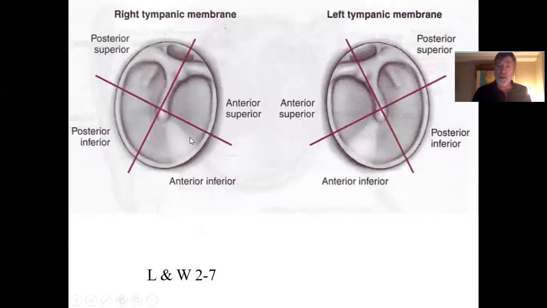Okay, and then this landmark here is called the cone of light. And that isn't really on your eardrum. That's just a reflection of the light shining off of your otoscope. And in the right ear, it's at 5 o'clock. In the left ear, it's at 7 o'clock. Okay, so consider that a very askable question on a quiz. Cone of light. You should see a nice cone of light on a healthy eardrum.